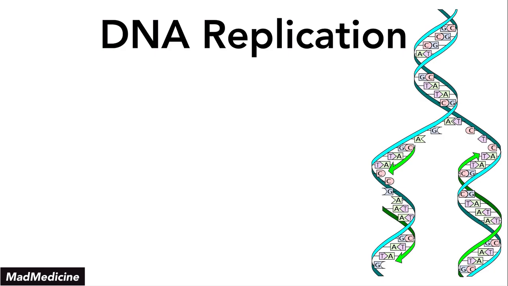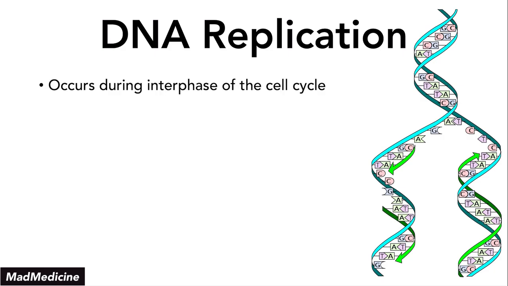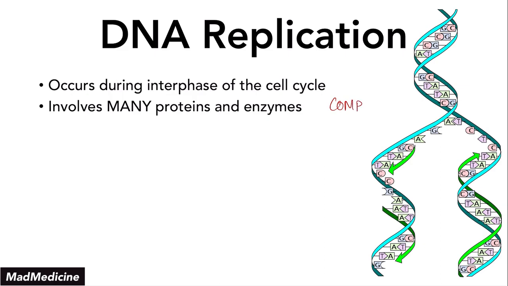Now, DNA replication occurs during the interphase cell cycle phase. It occurs in interphase, all right? And there are many, many proteins and enzymes that are involved in replicating DNA. This is a very complex process. It is not simple and is not meant to be simple. Because you have so many genes, you have so much DNA, and every component of DNA is very important. It plays a very important role in the cellular mechanisms that we have.